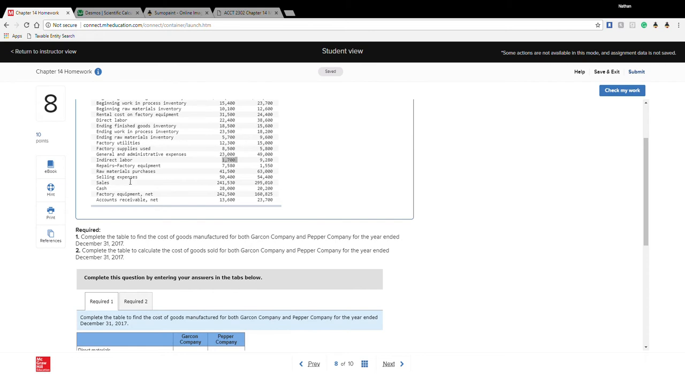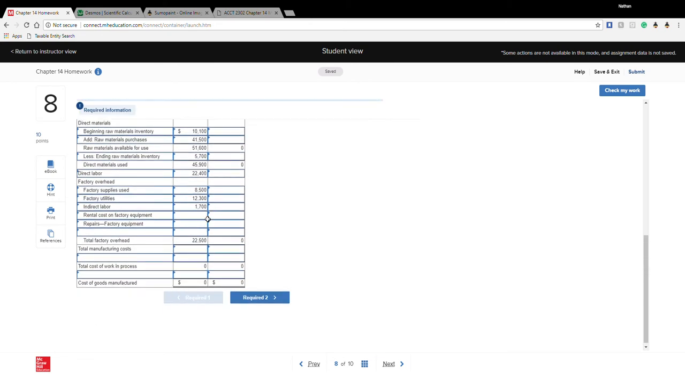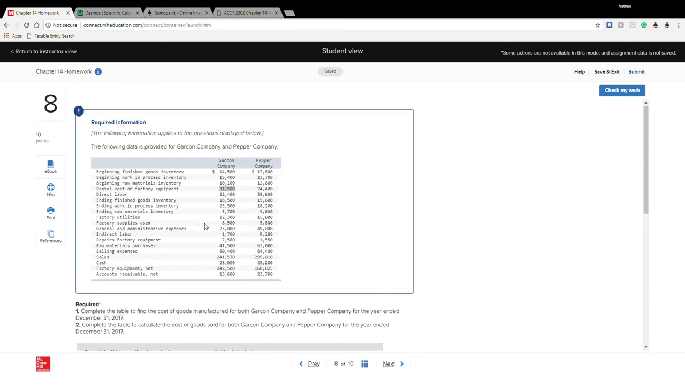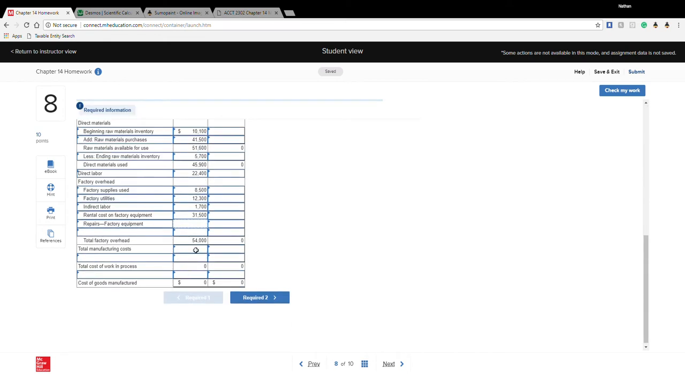Rental cost, there we go, 31,500. And then repairs, 7,580. And boom, we find out that we have 61,580 on factory overhead. So now we get to figure out our manufacturing cost.